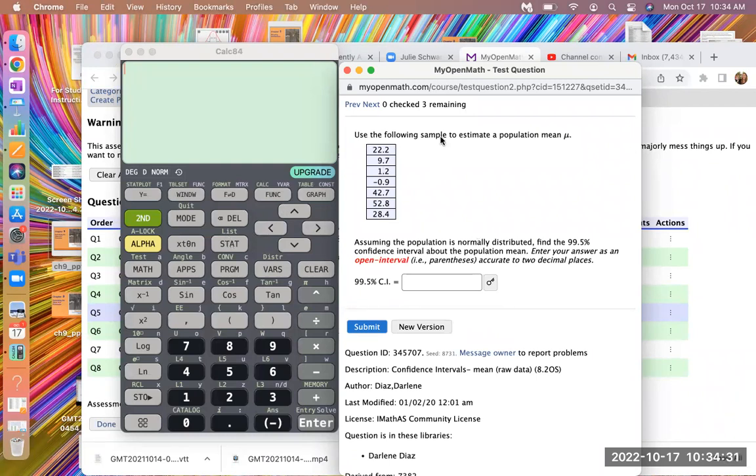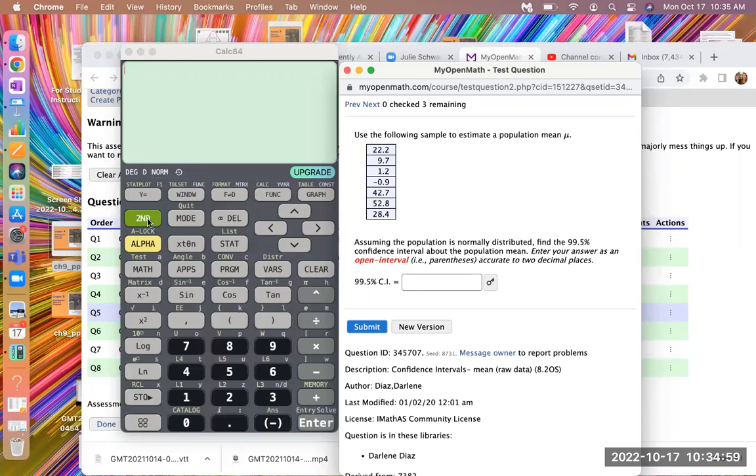Use the following sample to estimate a population mean, mu, from this data. This is raw data they're giving you. Assuming the population is normally distributed, find the 99.5 confidence interval about the population mean and enter your answer as an open interval. That means parentheses, lower bound, comma, upper bound, and then accurate to two decimal places.